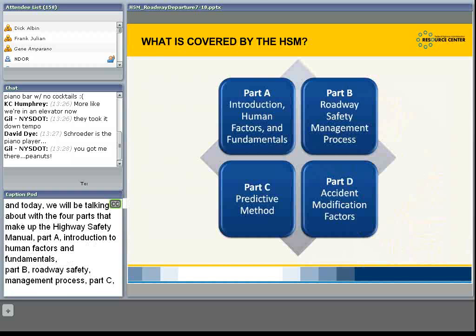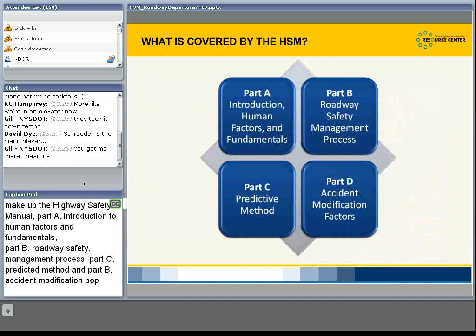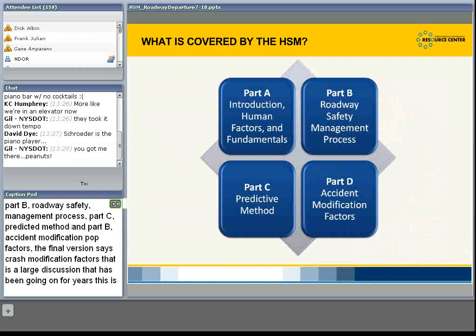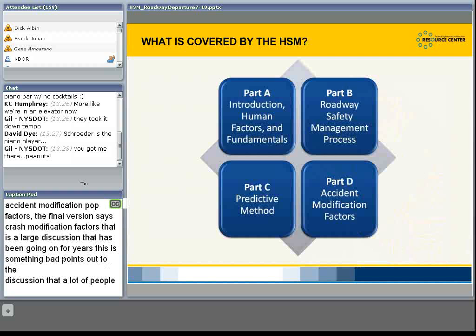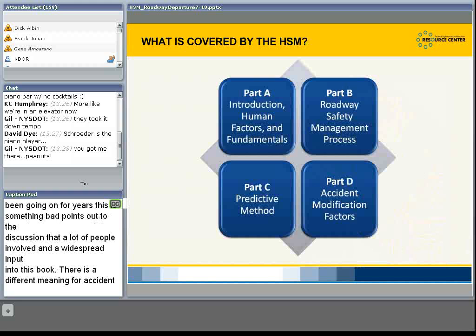Now this says Accident Modification Factors. In the final version of this, it says Crash Modification Factors. That was a big discussion that's been going on for the last couple of years. But when you get your book, it'll say Crash Modification Factors. And this again points out that we've had a number of people involved in this, and there's widespread input into this book. There's a different meaning for accident versus crash, and of course this was agreed upon to say crash.